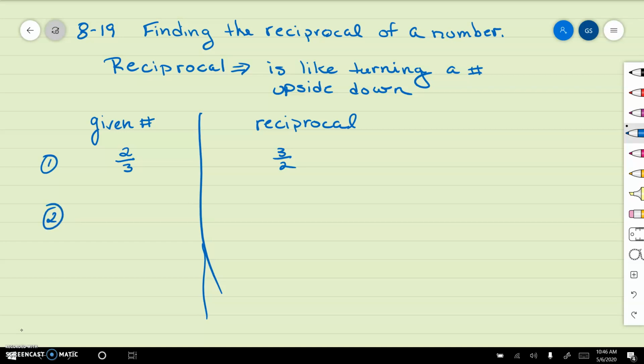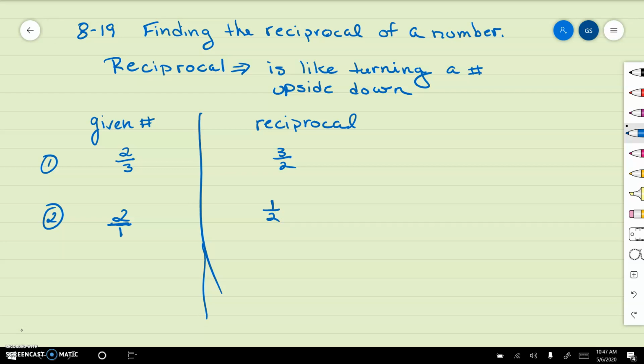Now example 2 is if they give us a number like 2, a whole number, well now how do you flip that upside down? Well, you make it a fraction. So you put 2/1, which is equal to 2. So you're now changing the value of the number. Now we flip it. So now it becomes 1/2. So fractions are actually easier when you're finding the reciprocal.